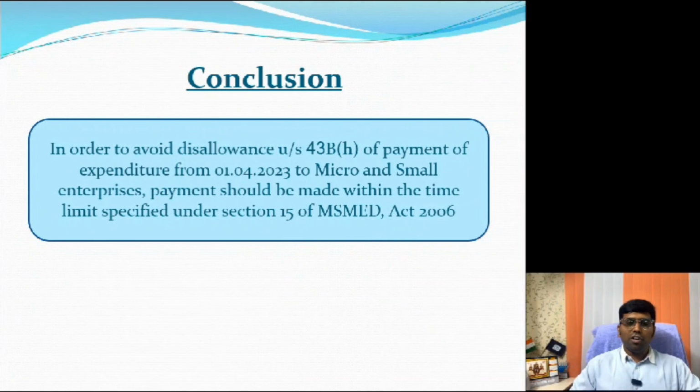So, in order to avoid disallowance under Section 43B(h), payments to micro and small enterprises from 1/4/2023 should be made within 45 days or the agreement date, or where the agreement is not present, within 15 days from the date of bill or receipt of goods or services.